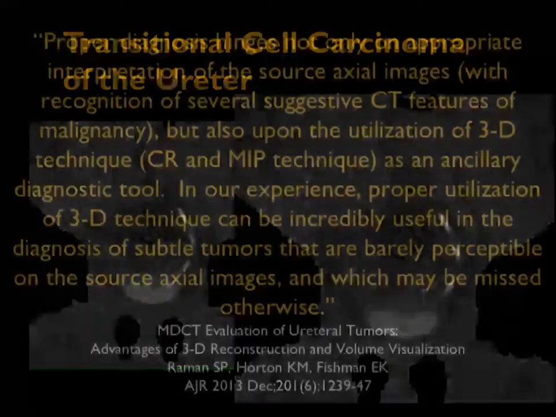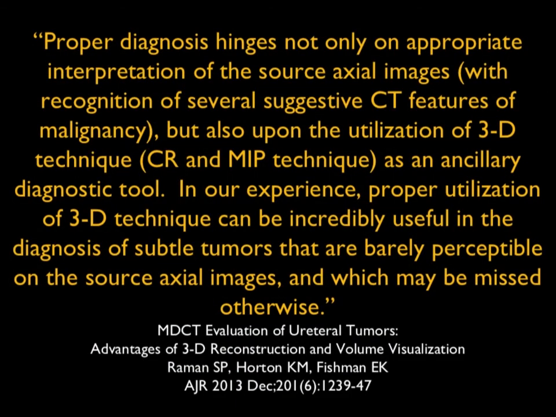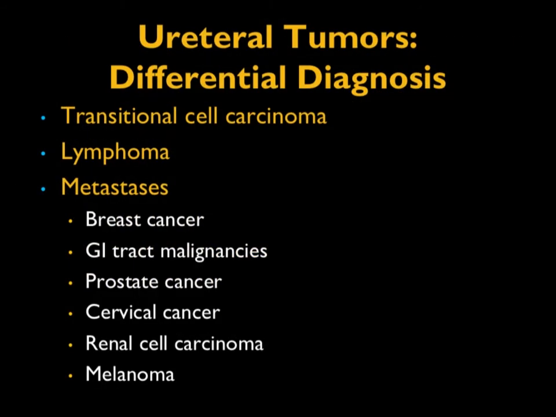In the article by Rahman, we mentioned that proper diagnosis hinges not only on appropriate interpretation of the axials, but also on the 3D imaging. And again, I think these articles really make good points, and the images really back up the articles. Now, I mentioned that most ureteral tumors, we think about transitional cell carcinomas. Occasionally you see lymphoma, occasionally metastasis, and we are seeing more cases of melanoma these days.